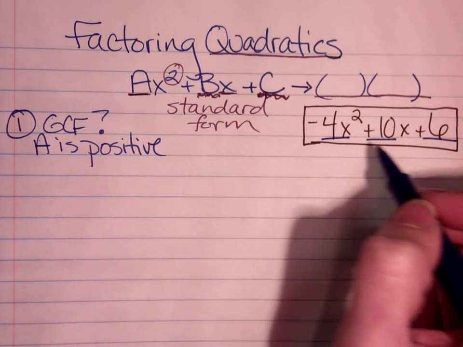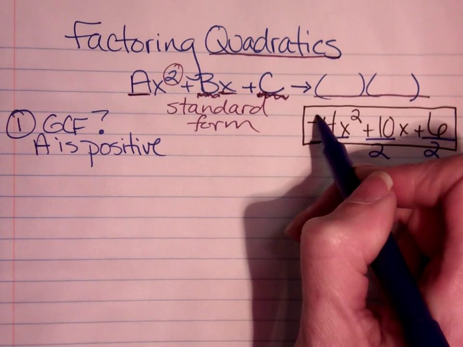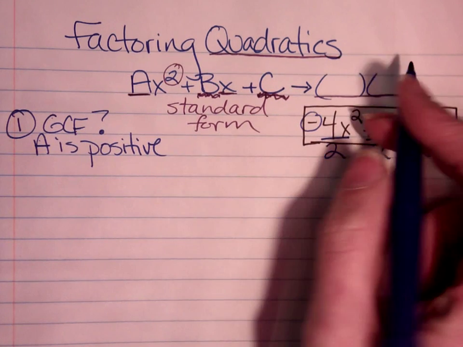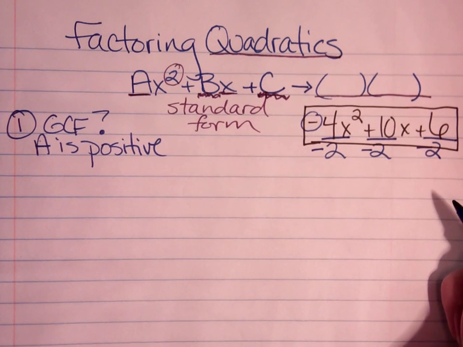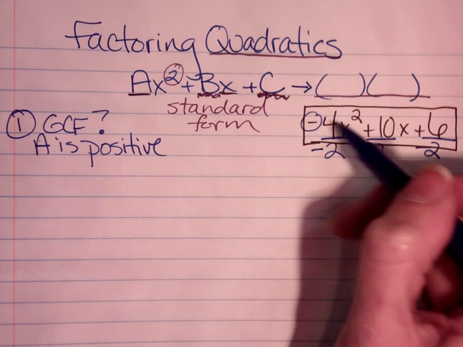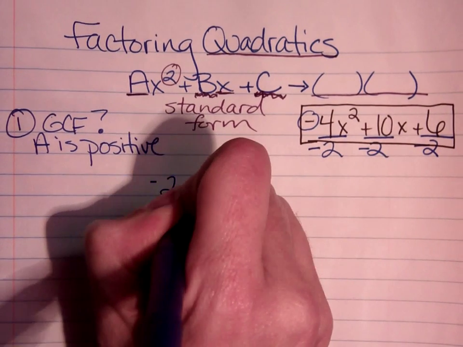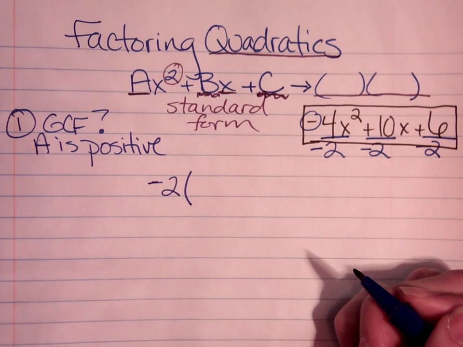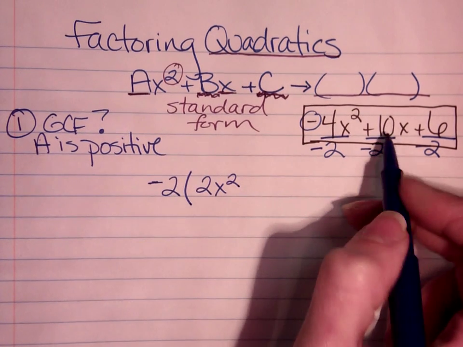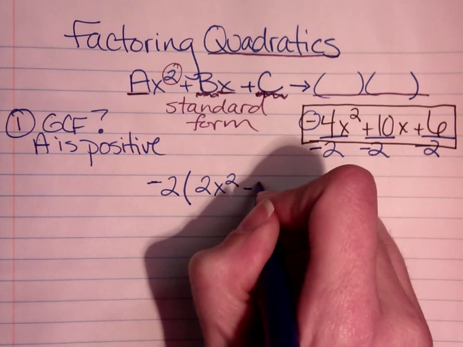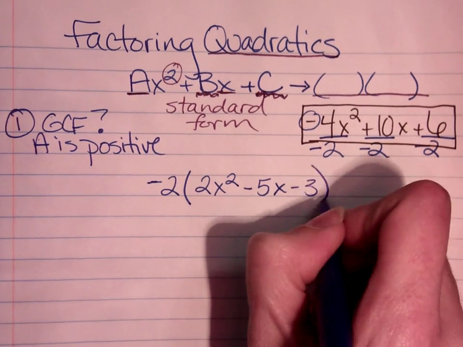And for most of them, it's pretty obvious that I can take a 2. But because our a value is negative and I need it to be positive, I'm going to divide out a negative 2. I can always multiply or divide by a negative, and doing that here will make that be positive. So when we do that, we're going to write down the negative 2 that we divided out. And what's left, 4 divided by negative 2 is 2x squared. 10 divided by negative 2 is minus 5x. 6 divided by negative 2 is minus 3.